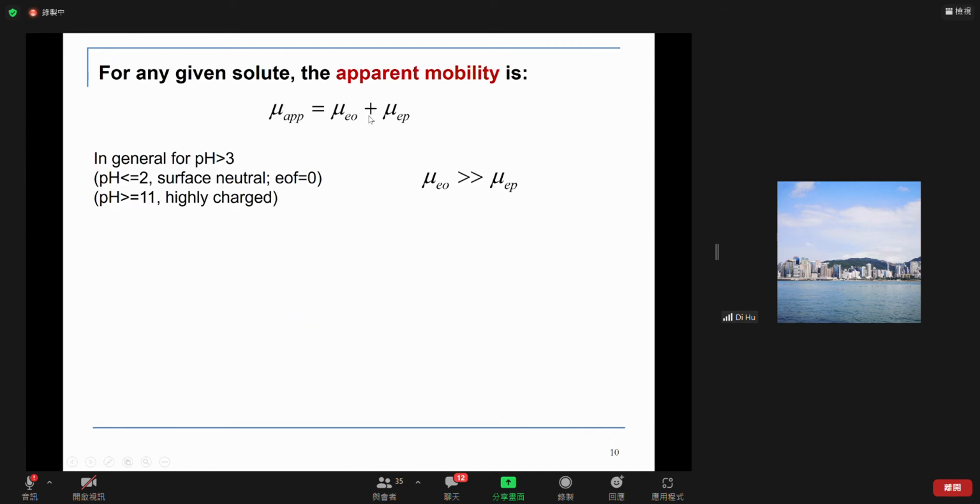So let me look at the time. So how about we take the break today for 10 minutes, okay? So we'll come back at 20:03. Okay, so 10 minutes break first.